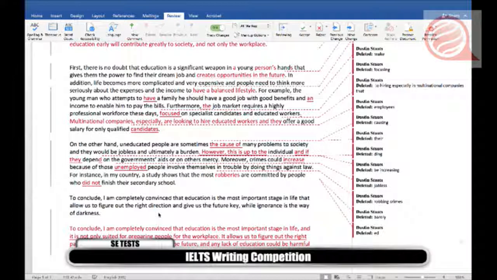Okay? And that was her introducing the idea in the introduction, but it allows us to figure out the right path in our lives and gives us the key to the future. Okay, so that clause, that part of the sentence, is about paragraph 2, and then we have the next part of the sentence. And any lack of education could be harmful to the individual and to society. And so that is paragraph 3. That sums up the whole paragraph in just that clause. Okay, so that is the essay.